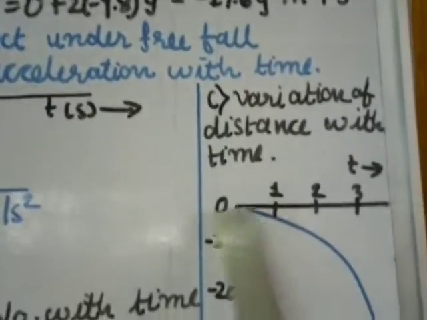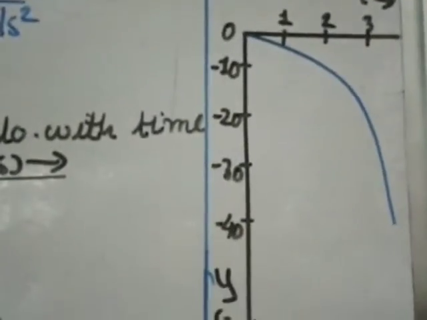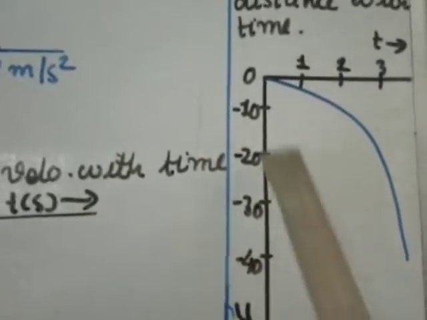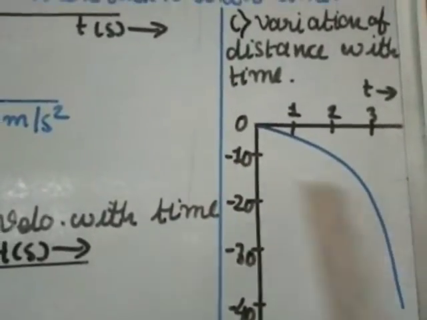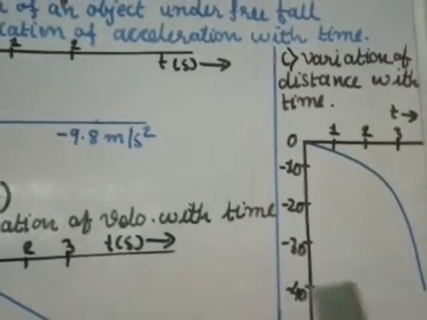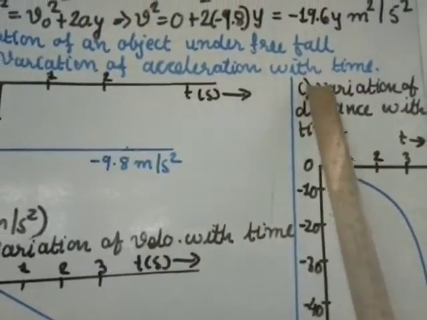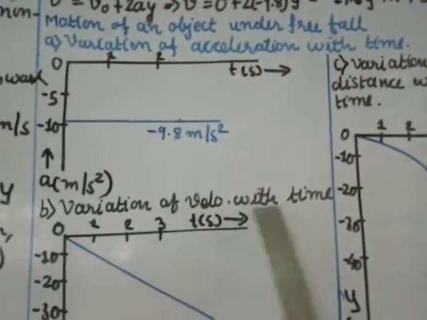So with the distance, this is time and this is the distance in y meter. Okay, so you see it is a parabolic fall. So this is your graph: variation of acceleration with time, variation of velocity with time, and distance with time.